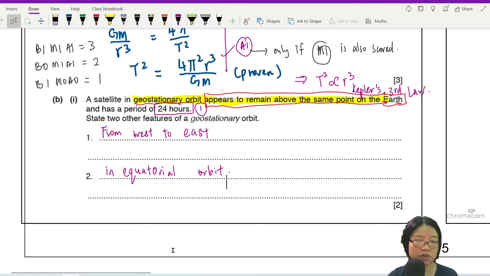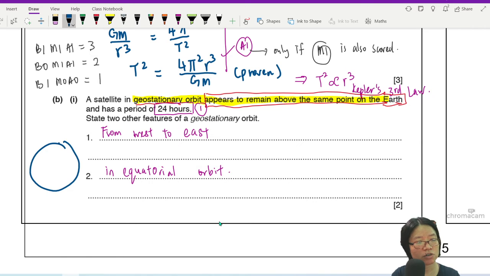Equatorial orbit. Meaning to say, if let's say you have a 3D planet, or let's say I have a 3D sphere, I'm going to try to draw a rough sketch of a sphere. So if I have a 3D sphere like this, this is my sphere, okay? There are many possible equators. Of course, the main one is the geographic equator.